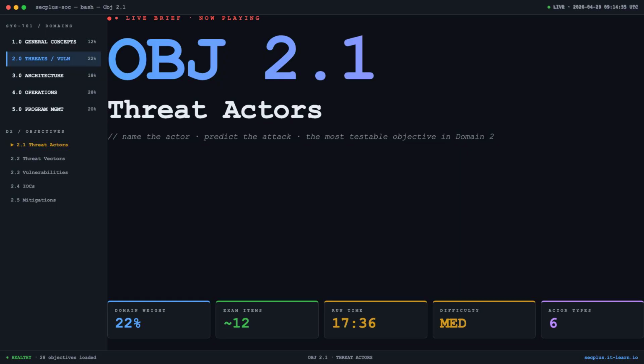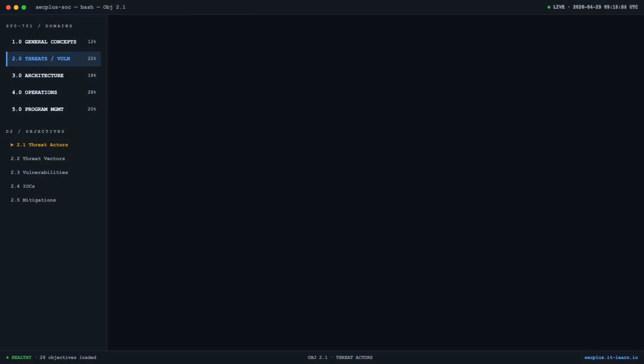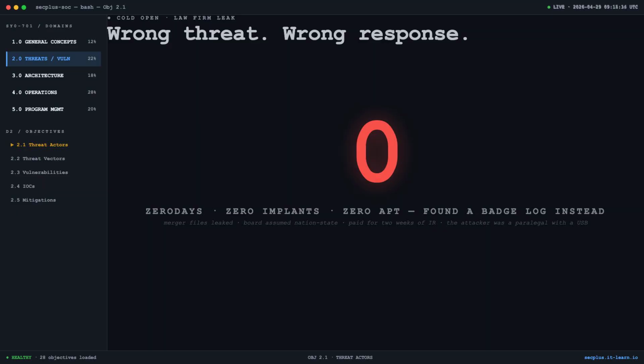Picture this: mid-sized law firm. A senior partner notices their case files for a major merger have leaked. The board panics. They assume nation state. They hire a top-tier incident response retainer. The forensics team flies in, parks at the firm for 2 weeks, runs full memory captures, hunts for persistent implants, looks for an APT. They find nothing. No custom malware. No zero-day.